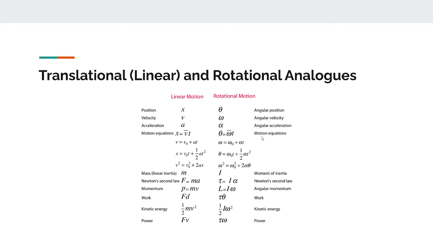And we also have our other analogs such as mass, which becomes our moment of inertia, which is how easily something can be rotated. We have Newton's second law, which is F equals ma, which translates to our torque equaling our inertia times our angular acceleration. And the rest of these we might talk a little bit more in the future, but it's just nice to have down in your mind.